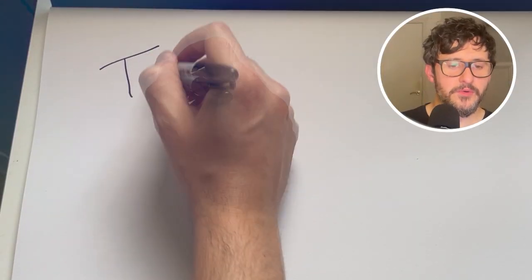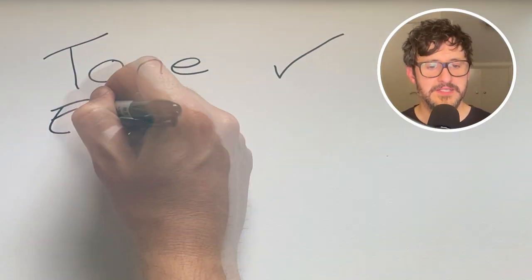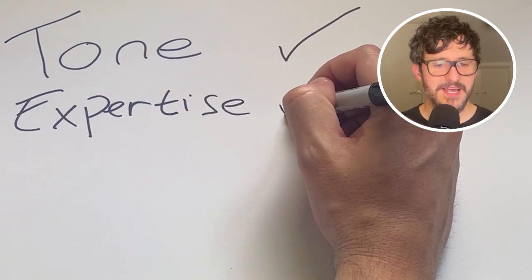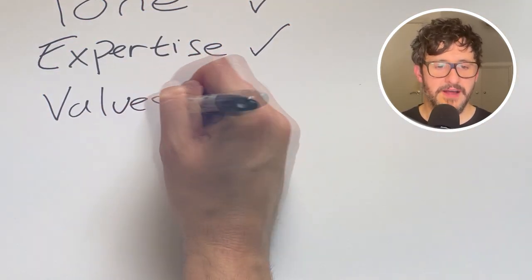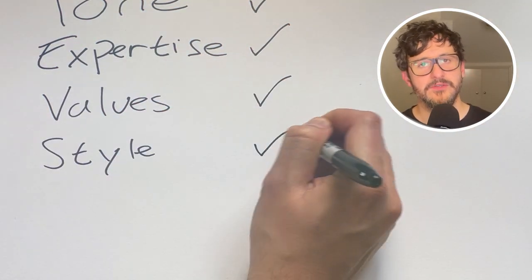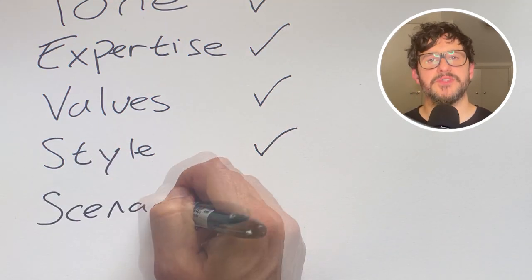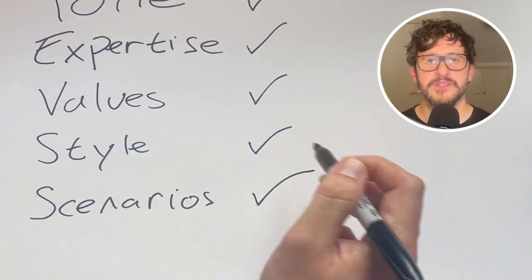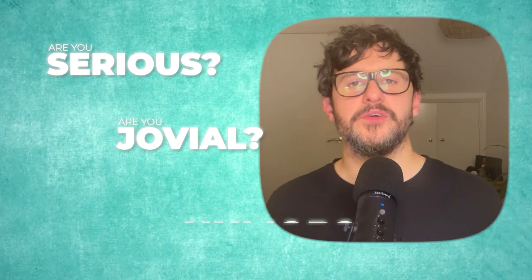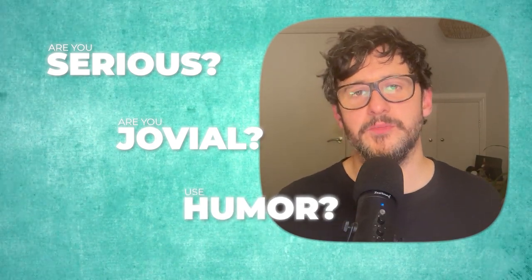So the first thing you want to get is your tone. The next thing you want to look at is your expertise areas. Then 3 is your values. 4 is your style. And then 5 is example scenarios of how you tend to respond to different things. So when you're looking at tone, you're looking for things like, are you serious? Are you jovial? Do you like to make light of things and use humor, or do you have a more business-like tone? Things like this.